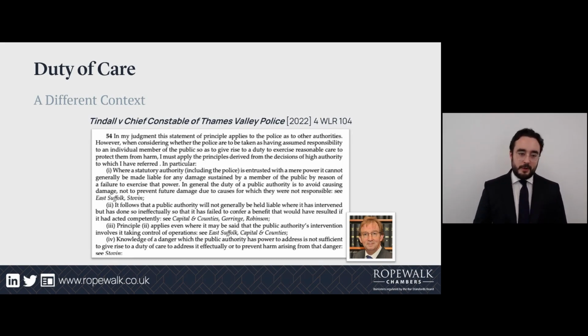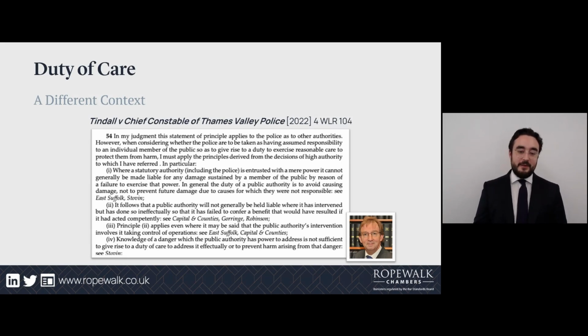So point number 1 on the slide there: just because the police or a public authority have a power doesn't mean that they owe a duty. The existence of a power that can be exercised isn't enough to give rise to a duty of care. And number 2, it follows from that that the public authority won't generally be liable where it's intervened ineffectually. So in that situation, it's failed to confer a benefit that would have resulted if it had acted competently. That again doesn't give rise to liability.